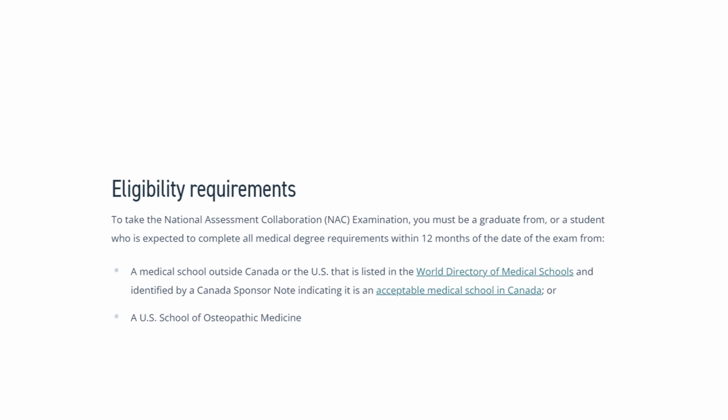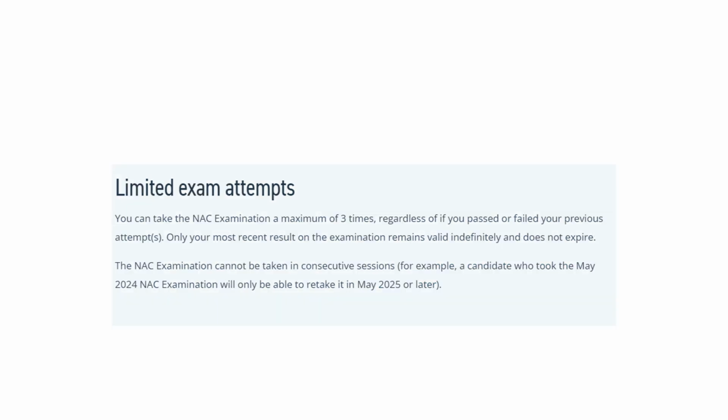Eligibility requirements are essentially similar to the eligibility requirements for QE1. You must be a graduate or a student who is expected to complete a medical degree requirement within 12 months of the date of the exam. Your medical school should be recognized by the World Directory of Medical Schools, or it can be a US School of Osteopathic Medicine. And this is important because you can take this exam a maximum of 3 times, regardless of whether you've passed or failed this exam.